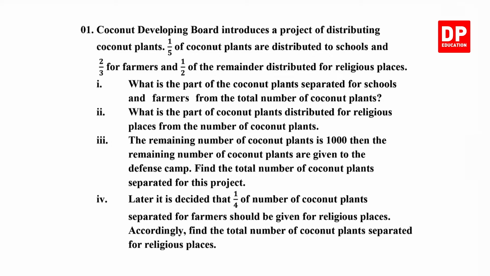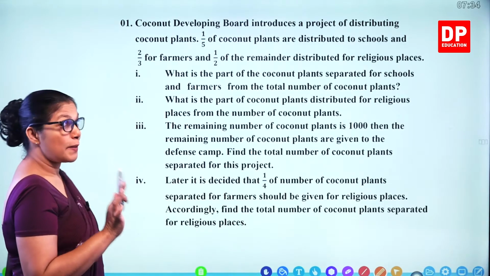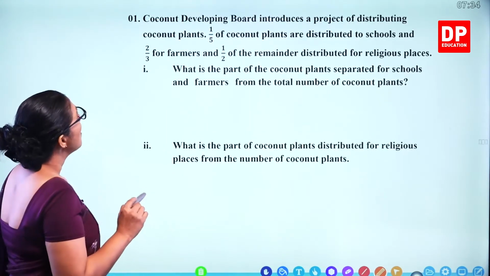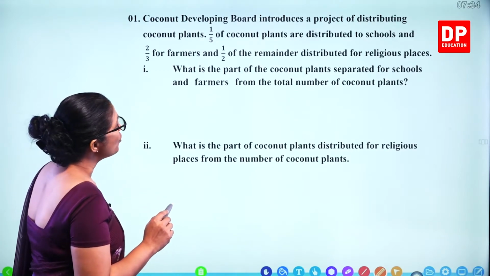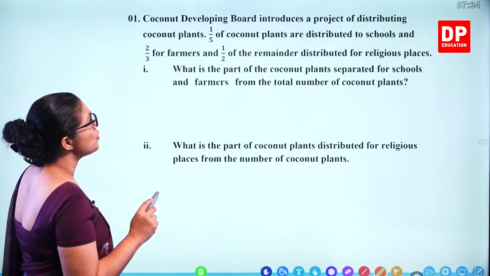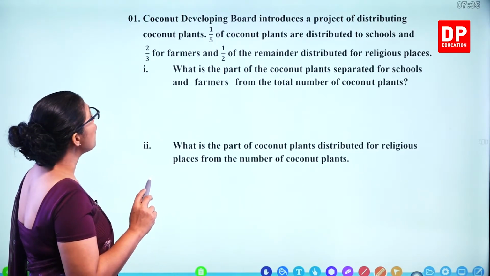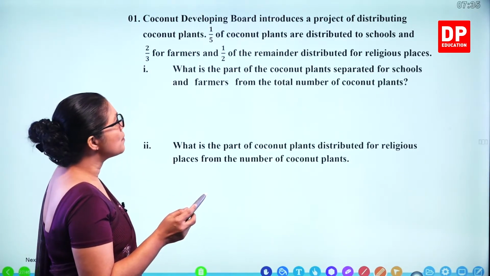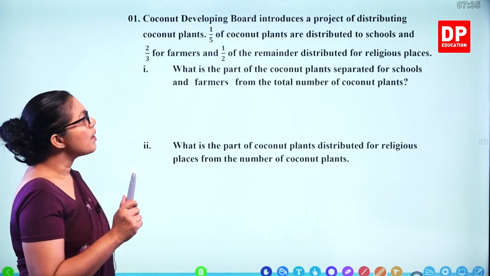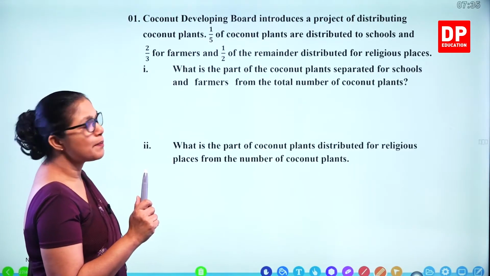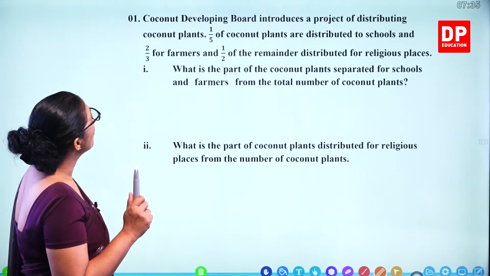Let's take question number 1 in part B. It's about fractions. So 4 parts are there. Spaces are given in your paper, but I'll do it separately. Coconut Developing Board introduced a project of distributing coconut plants. 1/5 of coconut plants are distributed to schools and 2/3 for farmers and half of the remainder distributed for religious places. What is the part of the coconut plants separated for schools and farmers from the total number of coconut plants?